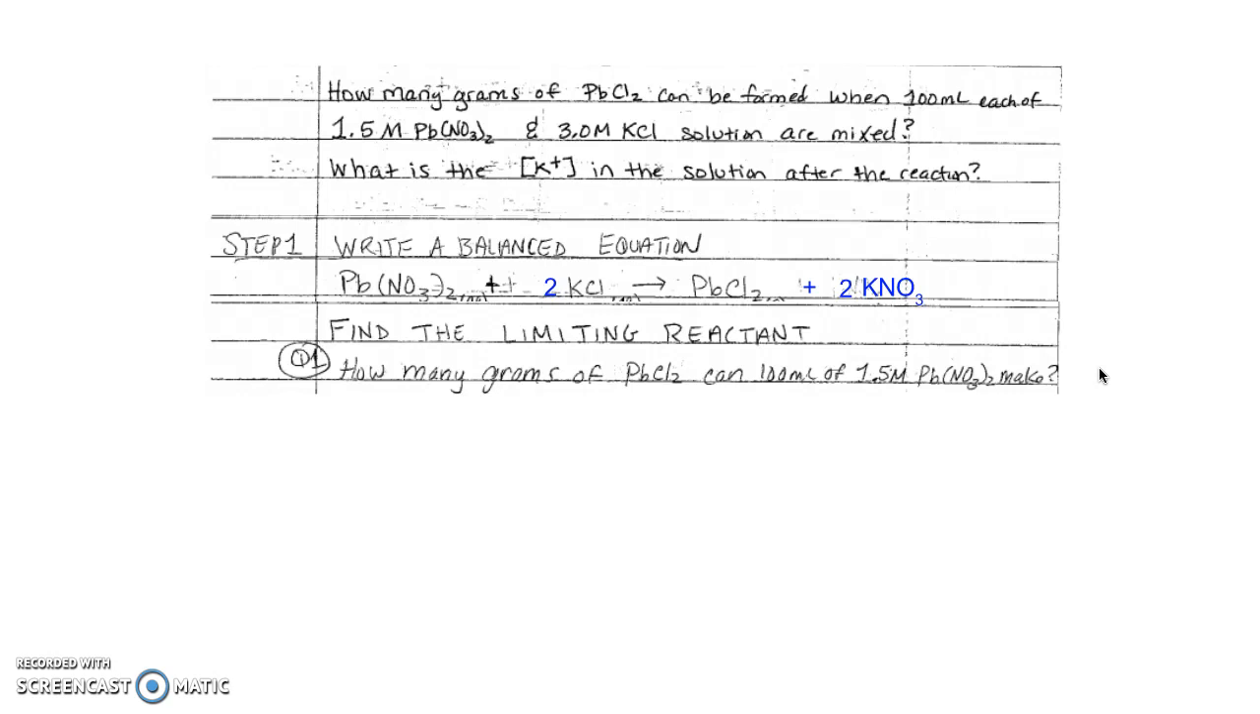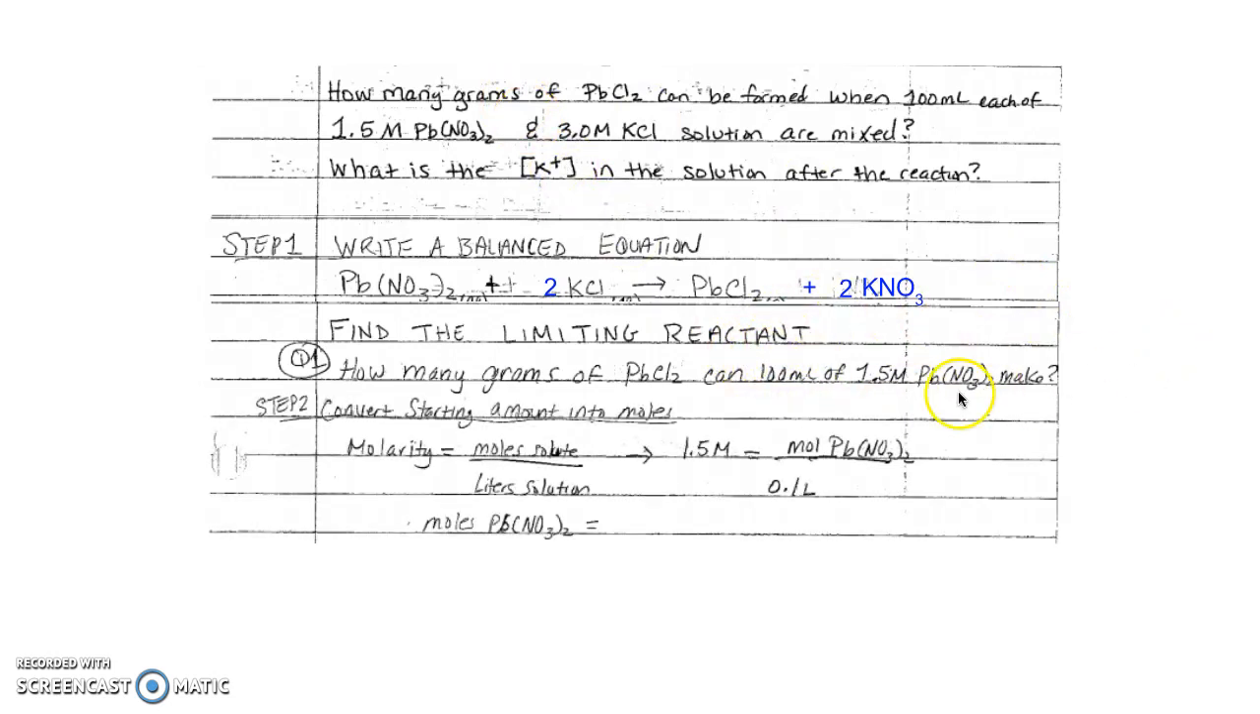Step 2, first converting the amount of starting into moles. And because I'm given the amount in molarity and volume, I'm using this molarity equation. So I just go ahead and plug that in here. I want you to copy this information down, and then I want you to solve for the moles, sorry, of lead(II) nitrate.